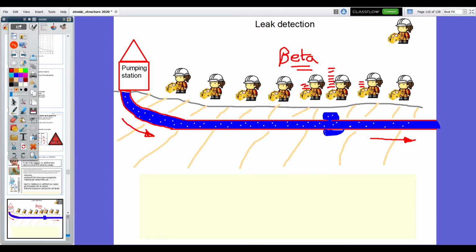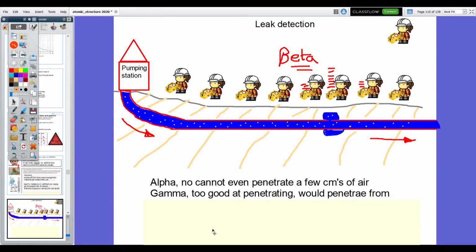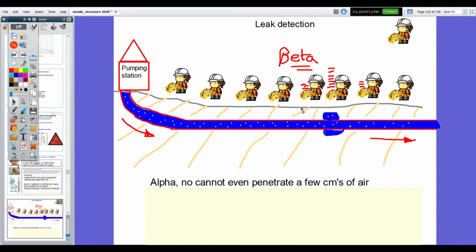Well, fundamentally, if we put alpha in here, the alpha's not going to get to the detectors anyway, because alpha's not very good at penetrating. Alpha can only travel a few centimetres. So if you had a leak under the ground, even if some of the liquid was coming out underneath the surface, you are not going to pick that up unless the leak literally came right up to the surface and you virtually put the detector right on top of it. So alpha would not be very good.